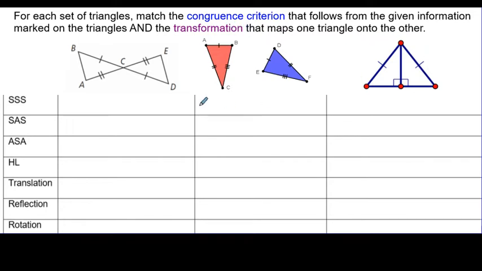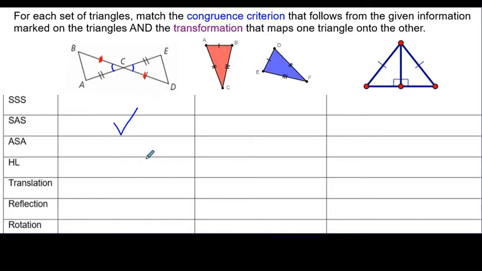onto the other. So this first one here, I can tell that side BC is congruent to side CD. That's what these hash marks tell me. And the double hash tells me that AC is congruent to CE. So here already I have kind of 2 pairs of sides. I also know that this angle and this are vertical. These are vertical angles. So here I have side, angle, side, SAS.